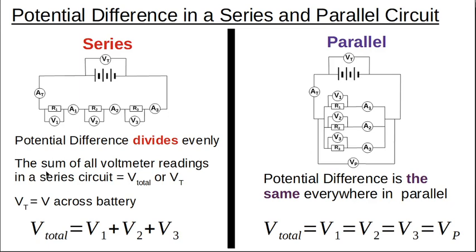You will find that the sum of all the voltmeter readings in a series circuit are going to add up to V total. What the batteries are providing is your total voltage, or your total potential difference. So the total voltage will be the reading on voltmeter 1 plus the reading on voltmeter 2 plus the reading on voltmeter 3, because a series circuit is a potential divider.